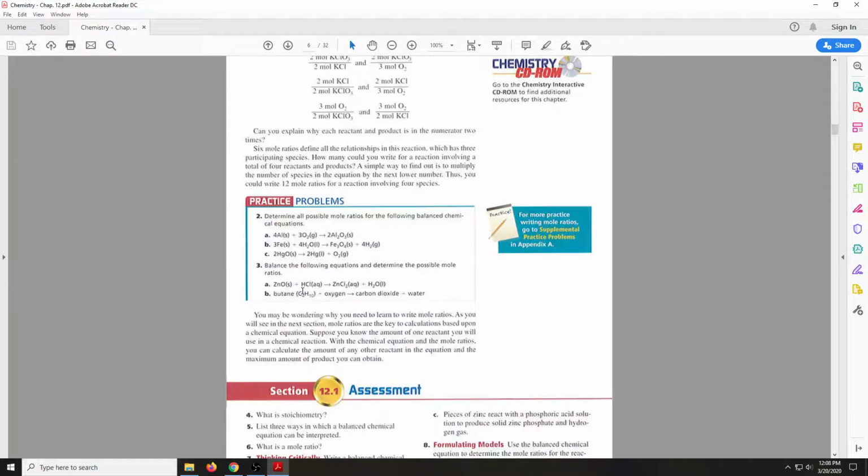So for these practice problems, all you have to do is determine the ratios here. So list all of the mole ratios. And then for number 3, all you have to do is balance it and then find the mole ratio. So a little bit more work, but not impossible. Everything in 12.1 we have done before.